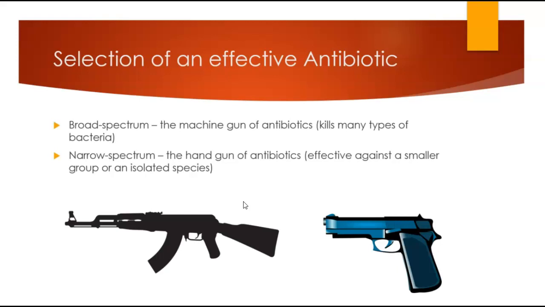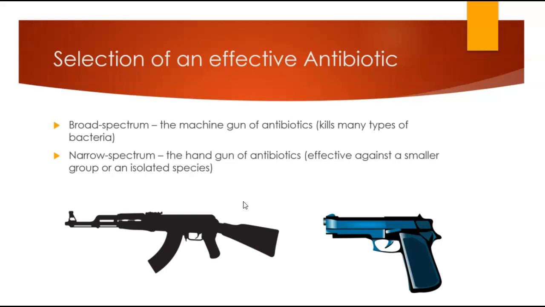Narrow spectrum are antibiotics that really are more like the handgun. So the broad spectrum is sort of the machine gun. It sort of kills everything. And the narrow spectrum is more targeted and actually works on a particular bug or a particular type of infection. So those are important to know.